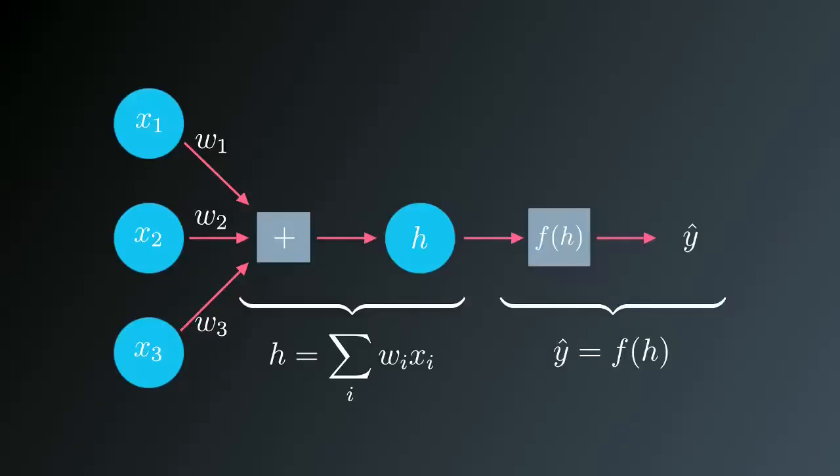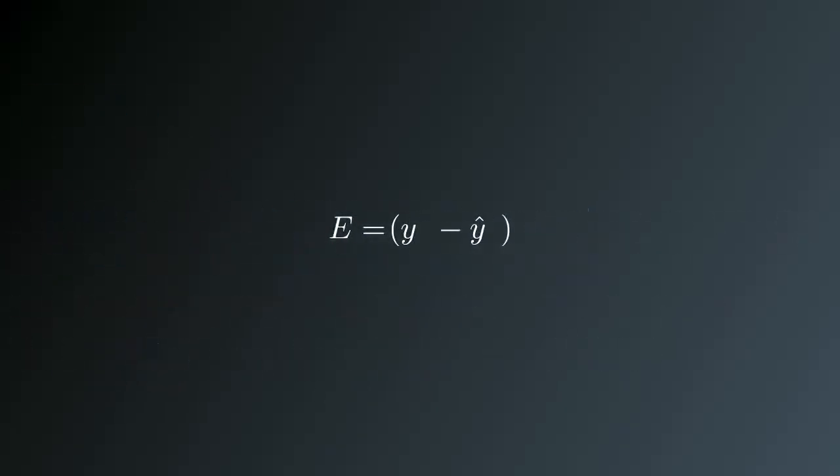What we can do is present it with data that we know to be true, then set the model parameters, the weights, to match that data. First, we need some measure of how bad our predictions are. The obvious choice is to use the difference between the true target value, y, and the network output, y hat.